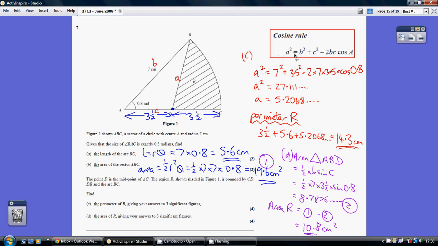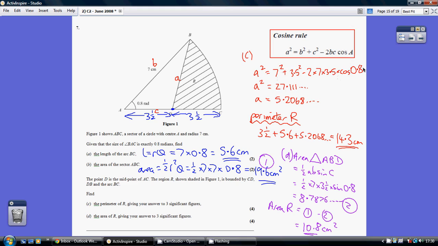So A squared equals B squared plus C squared. Well, they're the other two lengths of the triangle. It doesn't matter which way round we've labelled those. I've called B the 7 and C the 3.5, but it doesn't matter. So those two squared minus 2 times 7 times 3.5 times cos the angle. Now this is the first time you've got to be careful that you've got your calculator in the right mode. Remember, this is a radians question. To get cos 0.8 to the correct answer, you must have your calculator in radians mode.